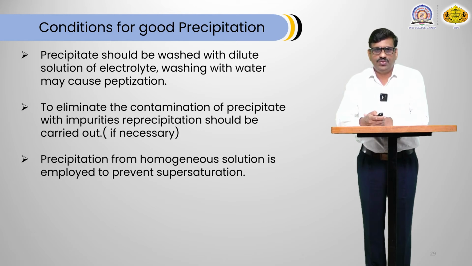Precipitation from homogeneous solution is employed to prevent supersaturation. This is another thing, precipitation from homogeneous solution. We are going to see this in detail in the next session.